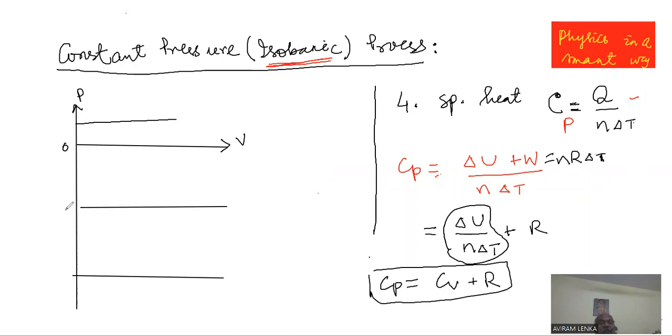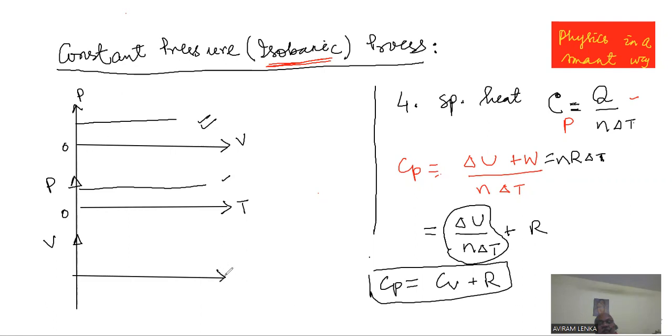Second graph also is simple. We consider the y-axis as the pressure axis and the x-axis as temperature. Here, just like the first graph, the graph will be like this. And third, the first graph we have considered pressure-volume, second is pressure-temperature, and third is volume-temperature.